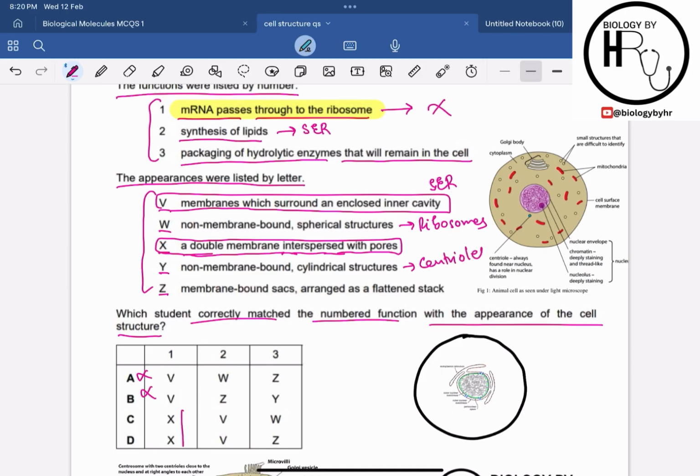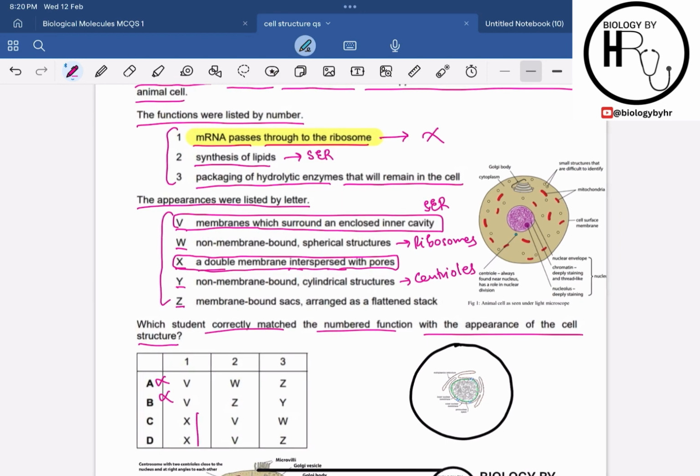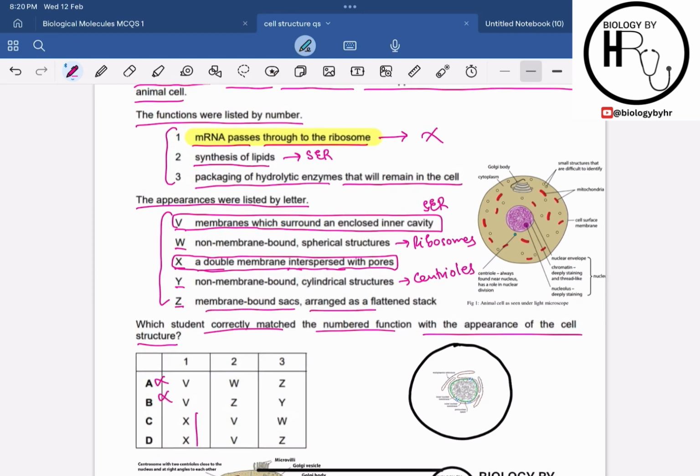We have two non-membrane bound structures in the animal cell. They are the ribosomes and the centrioles. If I talk about Z over here, Z is the membrane bound sac arranged as a flattened stack. If they are membrane bound sacs arranged as a flattened stack, these are the Golgi body. You can say that these are the Golgi apparatus, right?